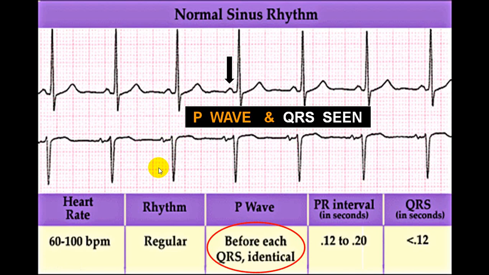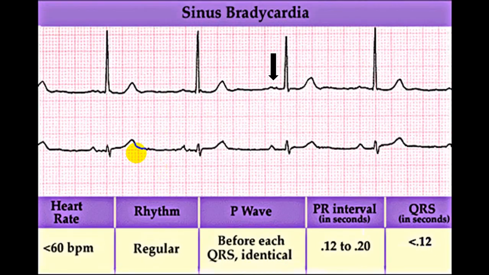So P wave is seen, QRS complex is seen and this is the relation. Now here all those preceding things were the same. P wave is present, QRS complex is there. P wave is followed by narrow QRS complex, all in the same direction. P wave is upright, QRS complex is upright, T wave is upright, and rate wise it is less than 60 per minute. So this is sinus bradycardia.